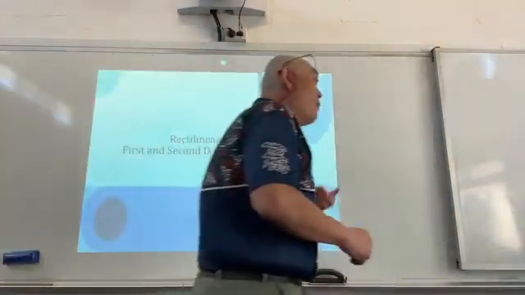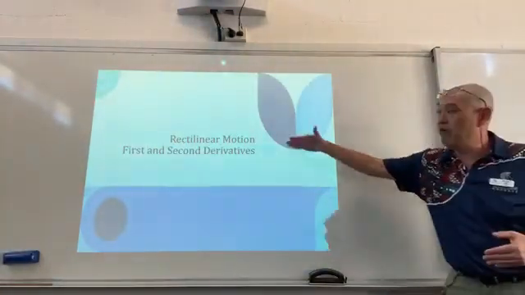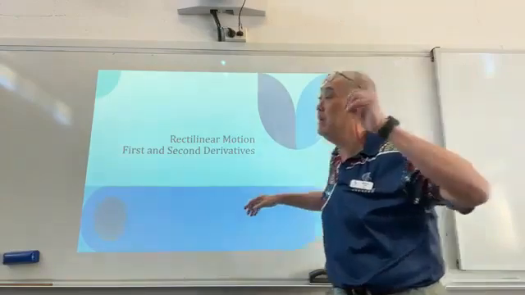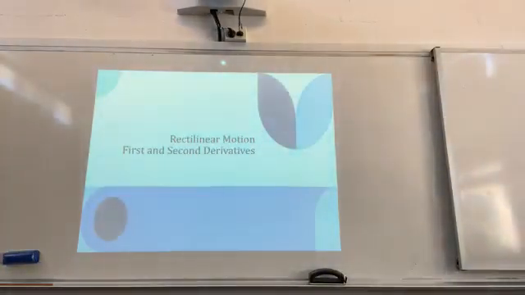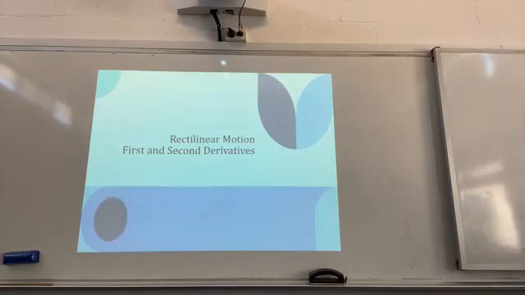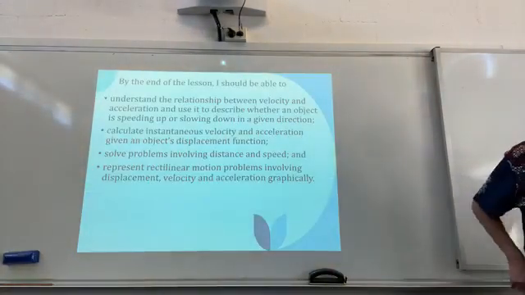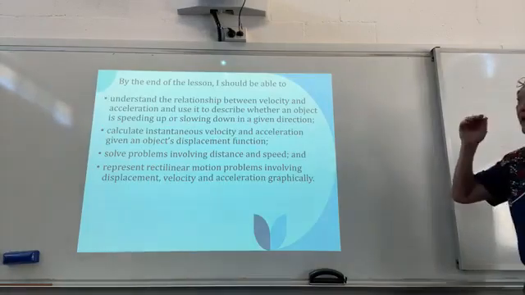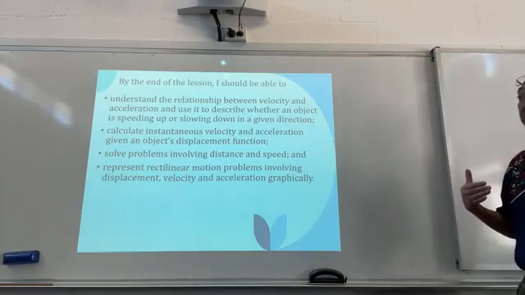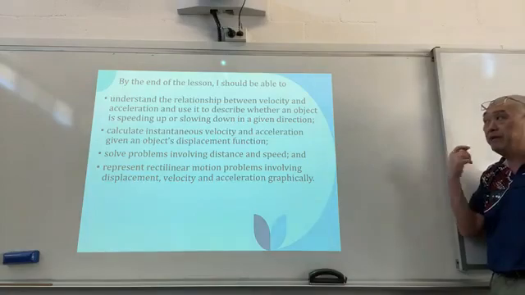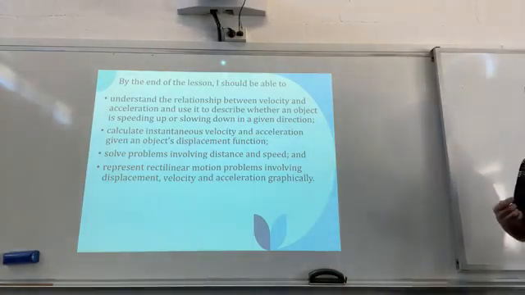So you've got to think about rectilinear motion now in terms of first and second derivatives. From year 11, you should know that velocity is the first derivative of displacement. And I did mention in my class last year that acceleration is the first derivative of velocity. So you should remember if you were in my class last year. What I really want all of you to know is to understand the relationship between velocity and acceleration and use it to describe whether an object is speeding up or slowing down in a given direction.